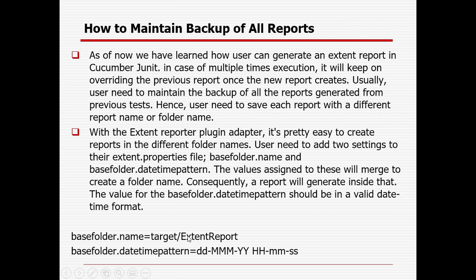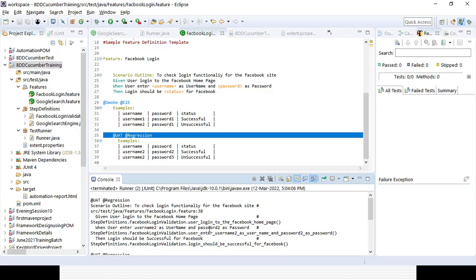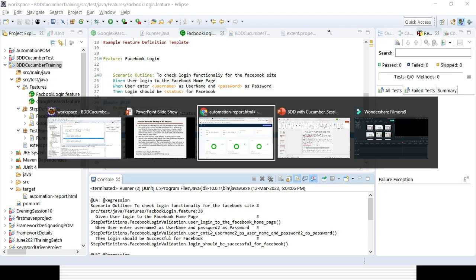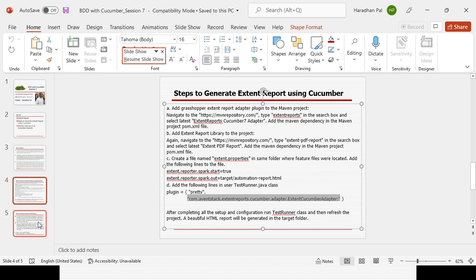The target folder, and you can give the extend format, and it will be added with the date time pattern, where you can give DD, triple M means the month, then YY, hour, minute, second. So it will be unique in nature. So that, however many times you want to generate the report, it will be there in the system. So you can get the report at any point of time. In case you generated 10 reports, you can get 10 folders here.